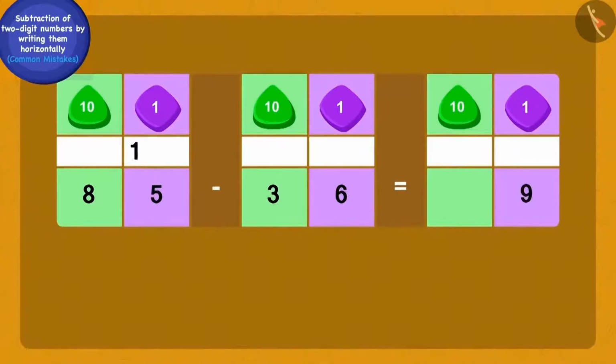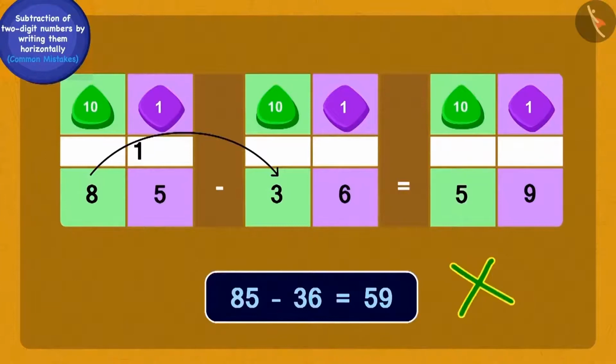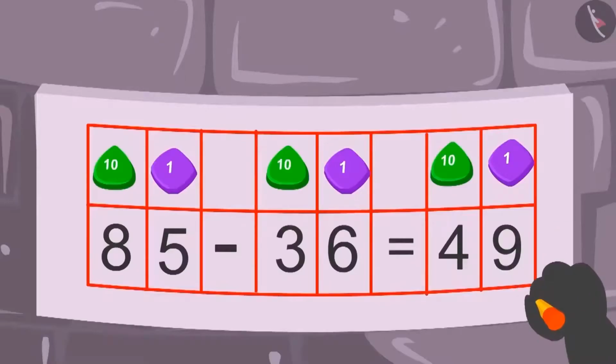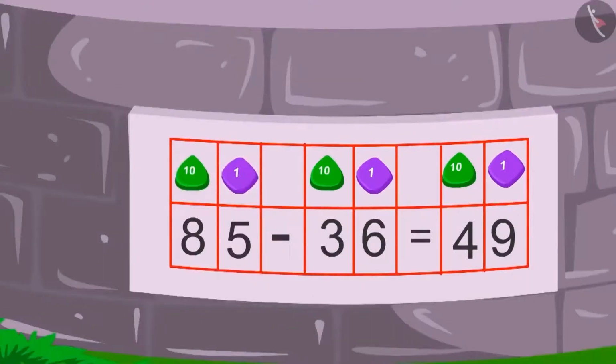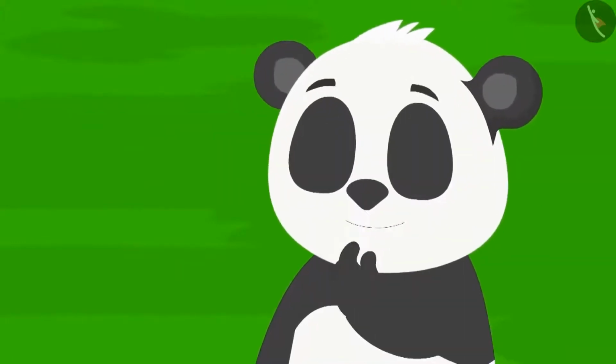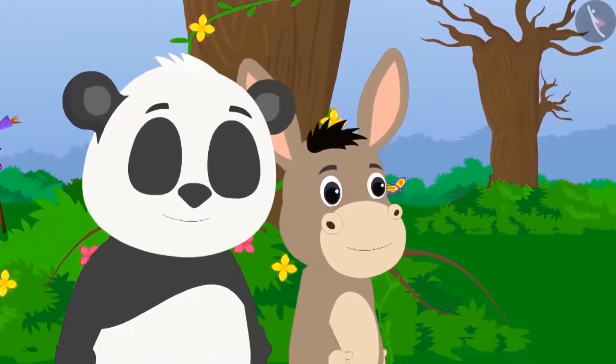But after borrowing the 1 ten, they forgot to reduce the 8 tens to 7 tens. So children, what will be the correct answer to this subtraction? Yes, the correct answer of this subtraction will be 49. Golu erased the wrong answer and wrote this correct answer on the well. As soon as Golu wrote the correct answer, a whole lot of toffees flowed out of the well. Golu ate a lot of toffees. Now Golu and Bhola were tired. They wanted to go home.